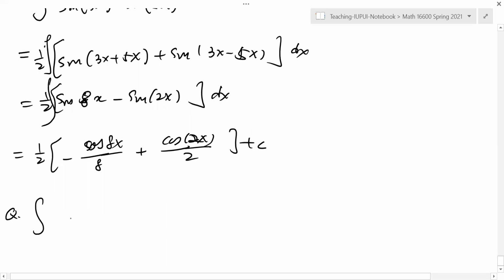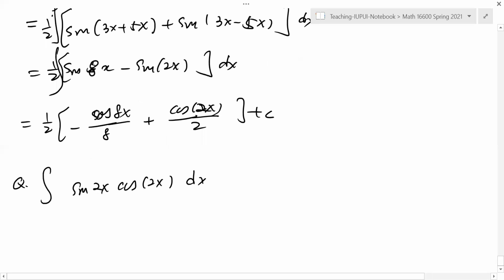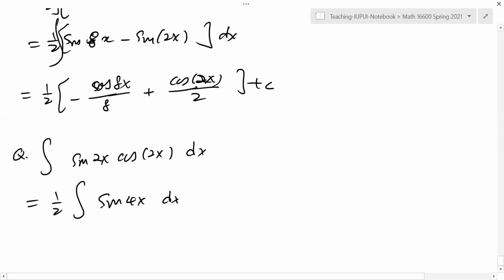However, it is sine 2x cosine 2x. In this case, you don't need to use the above idea because those are two angles the same, 2x, right? So you can express it as sine 4x. All right, then you get cosine 4x over 4 plus constant.